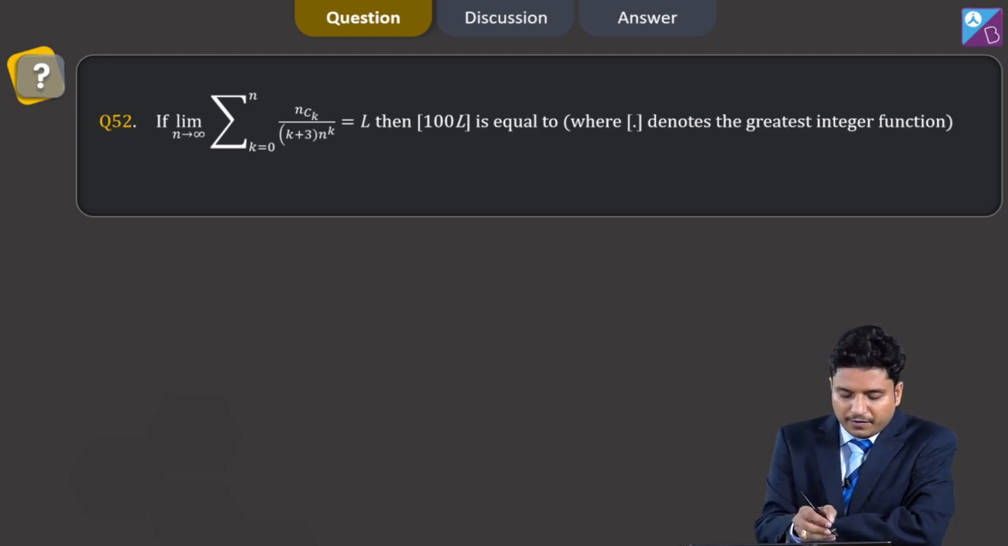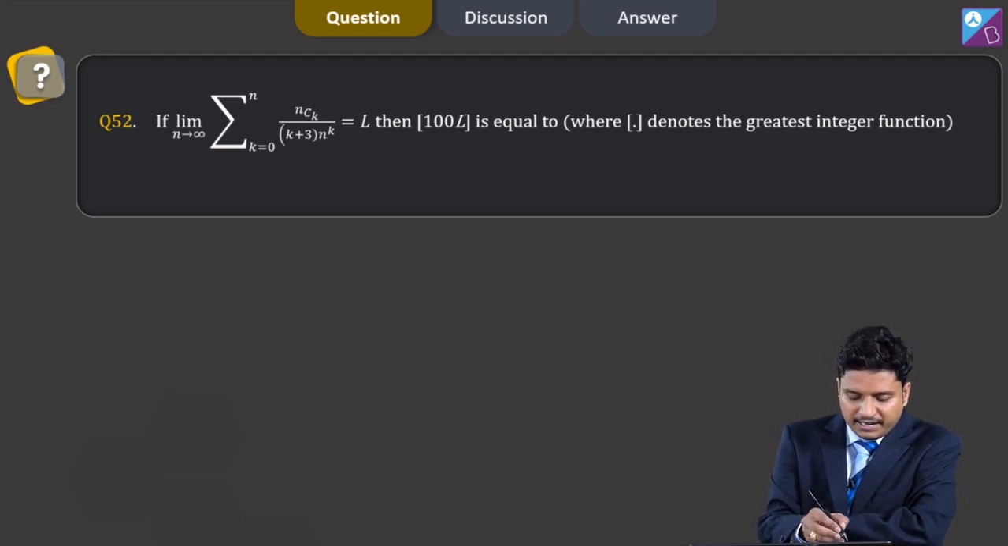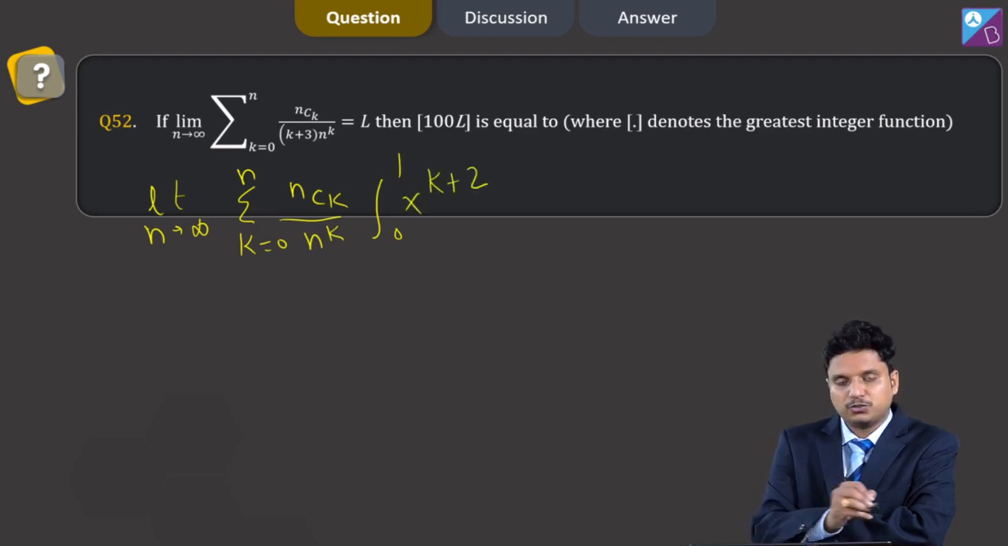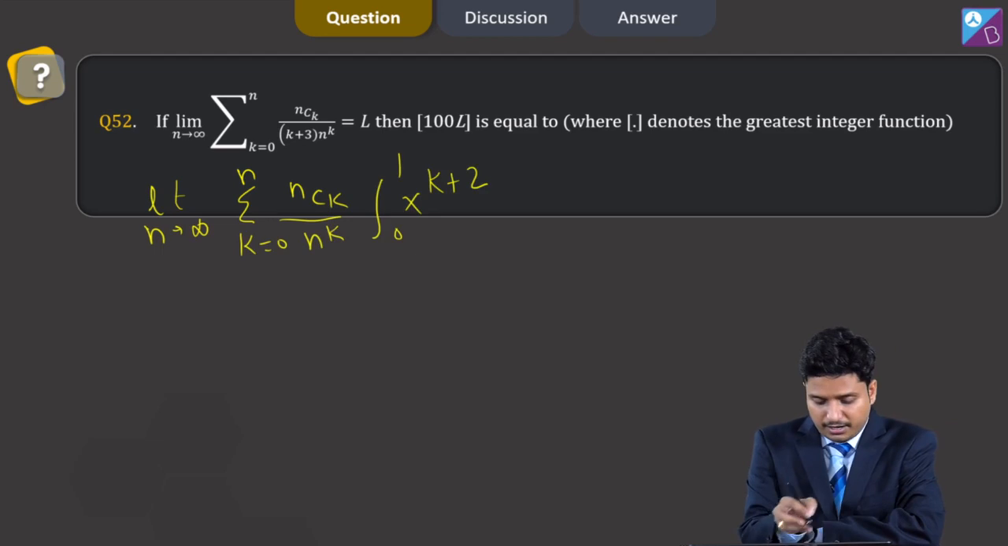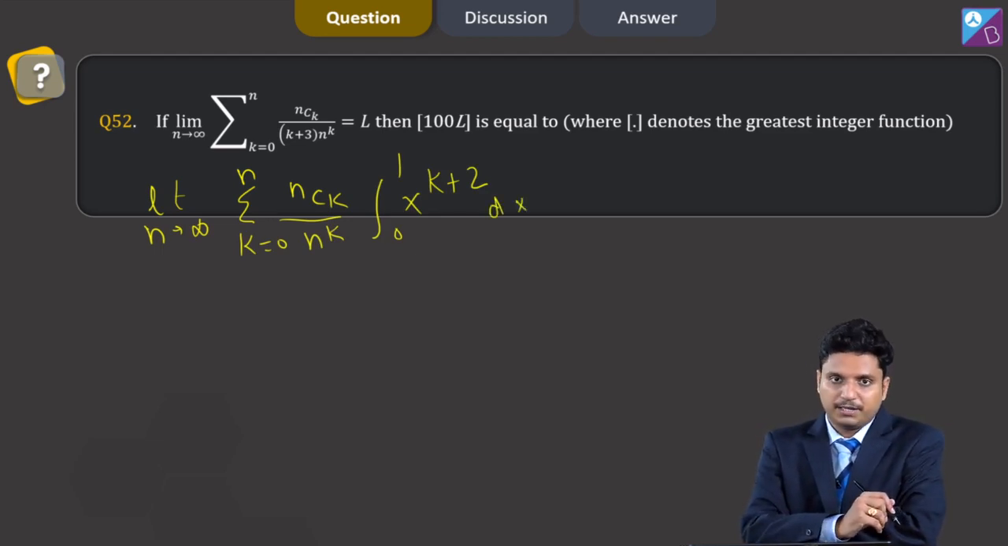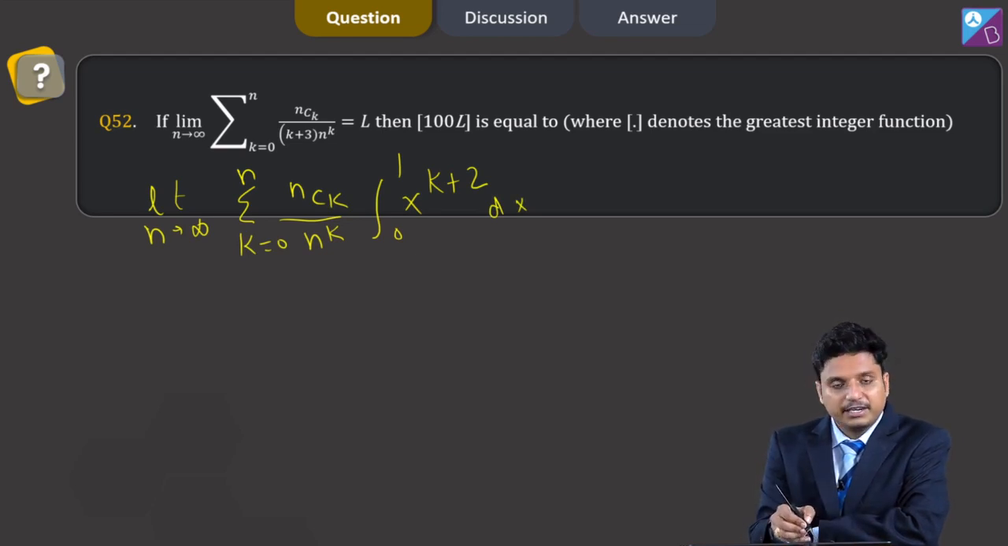So first of all, what we can observe is, limit n tending to infinity, summation k varying from 0 to n, nCk upon n raised to power k, and this 1 upon k plus 3 can also be written as integral 0 to 1 of x raised to power k plus 2, right? Because when it will be integrated, it will give 1 upon k plus 3 itself.